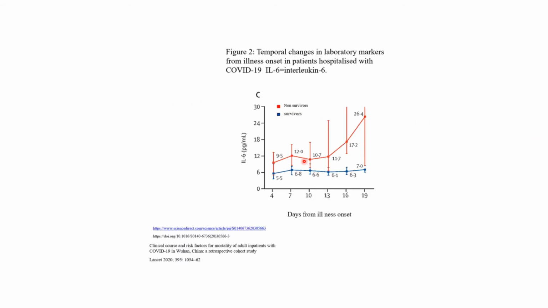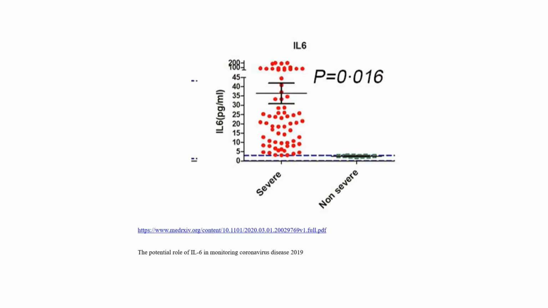IL-6 in patient outcome. In this study, non-survivors had higher levels of IL-6, whereas the survivors had lower levels of IL-6. Similar results here: severe disease, non-severe disease. This is the IL-6 levels of the patients with severe disease, and IL-6 levels of the patients with non-severe disease.